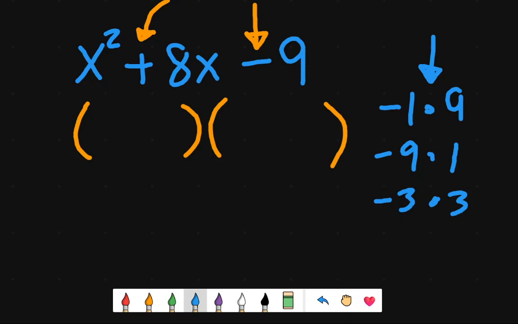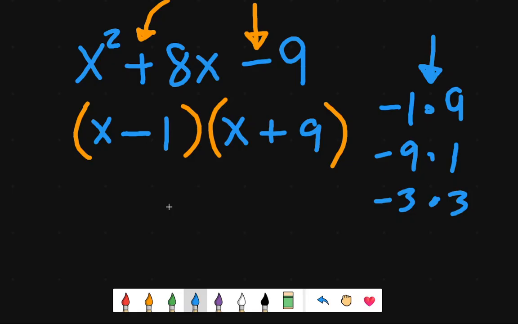So first, we're going to start with the x squared. We'll put the minus sign in here and the plus sign here. We'll put x in front of our binomials. And we said it's going to be a negative 1 times 9, so we'll put our 1 here and we'll put our 9 here. Let's check and see if we come up with the same quadratic that we had in the beginning, which is x squared plus 8x minus 9.